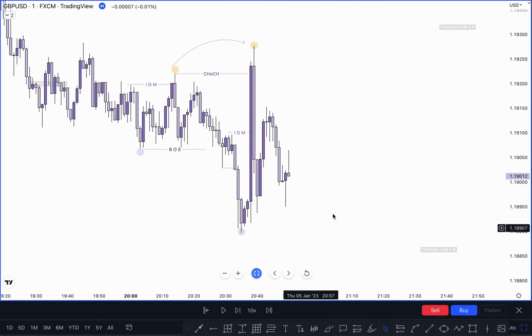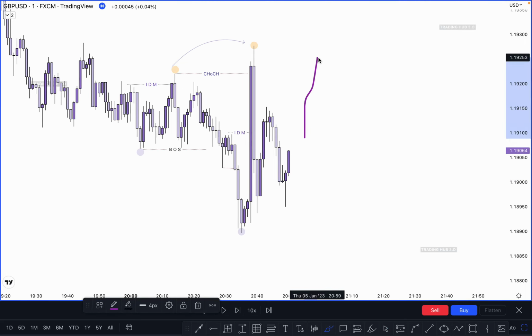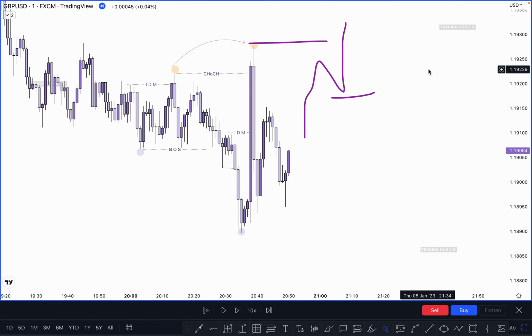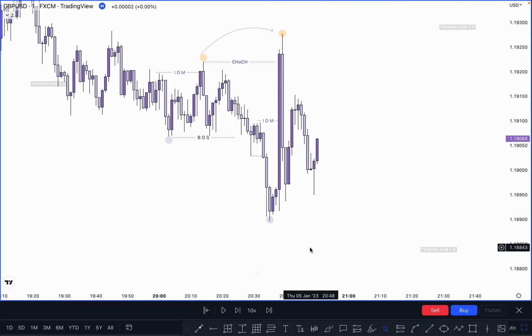Or maybe if the market creates a new inducement, for example here, takes out this inducement and goes higher, this will become our higher high, higher low, and this one becomes our break of structure. So let's see what happened next in this case.